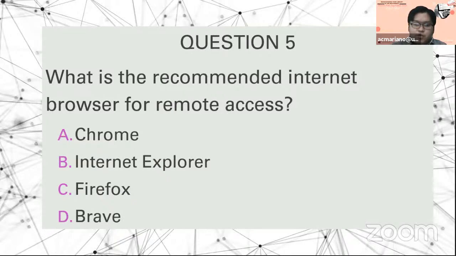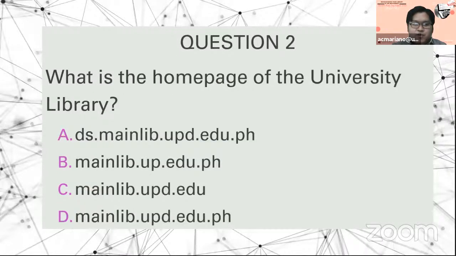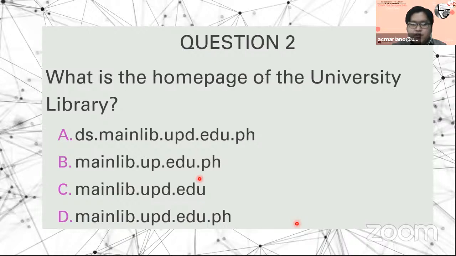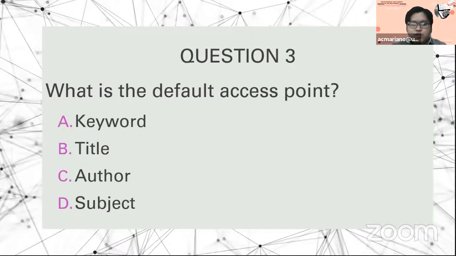Can I repeat number 1 to 3? Okay, sige. Let's go back a few questions. Again, what is the link for remote access? I'll repeat it, but you'd need to answer fast. So pick one, get the letter. That's your first letter. Question 2, what is the homepage of the university library? That's your second letter. Third question is, what is the default access point? That's your third letter.